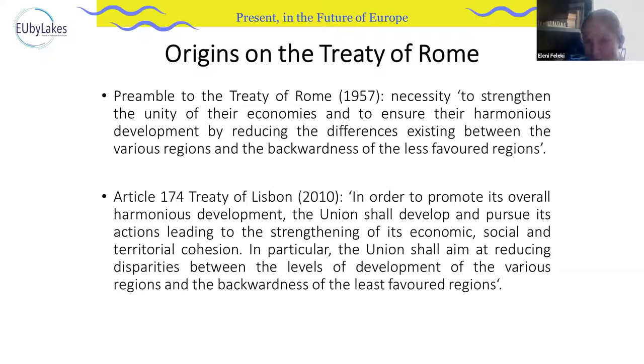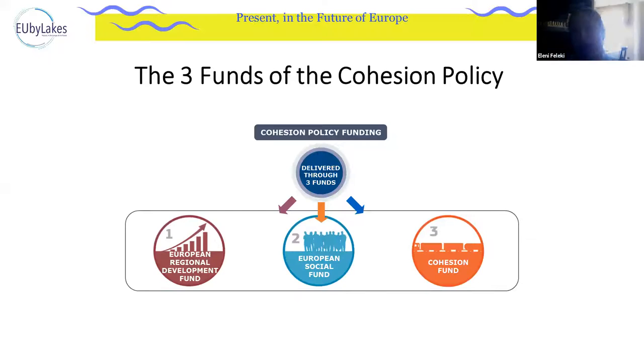We have how the cohesion policy. We said that we have strategy and we have a policy. But how is this policy apparent? Let's say, how is this policy perceived or received in practice by the region? This is delivered through three funds. So the cohesion policy funding is delivered through the European Regional Development Fund, which together with the European Social Fund add up to the final cohesion fund.